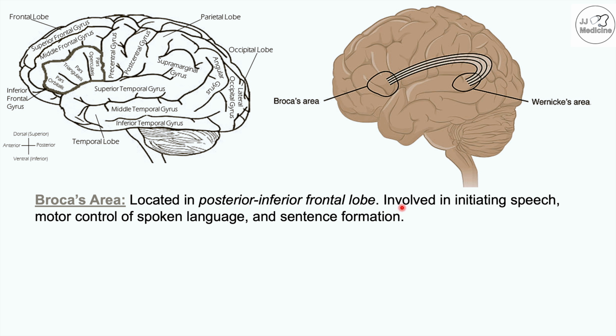Broca's area is involved in initiating speech, motor control of spoken language, and sentence formation. So it's very important for controlling speech output.